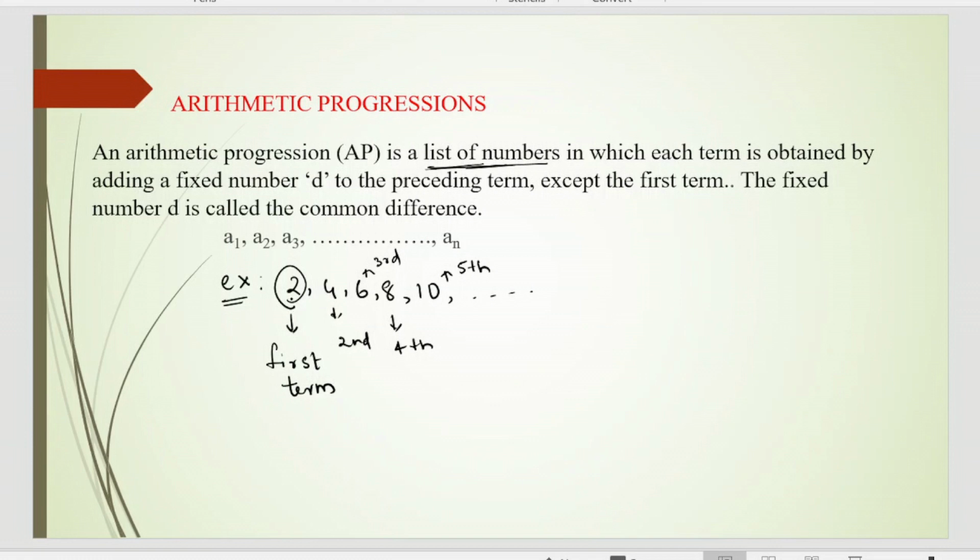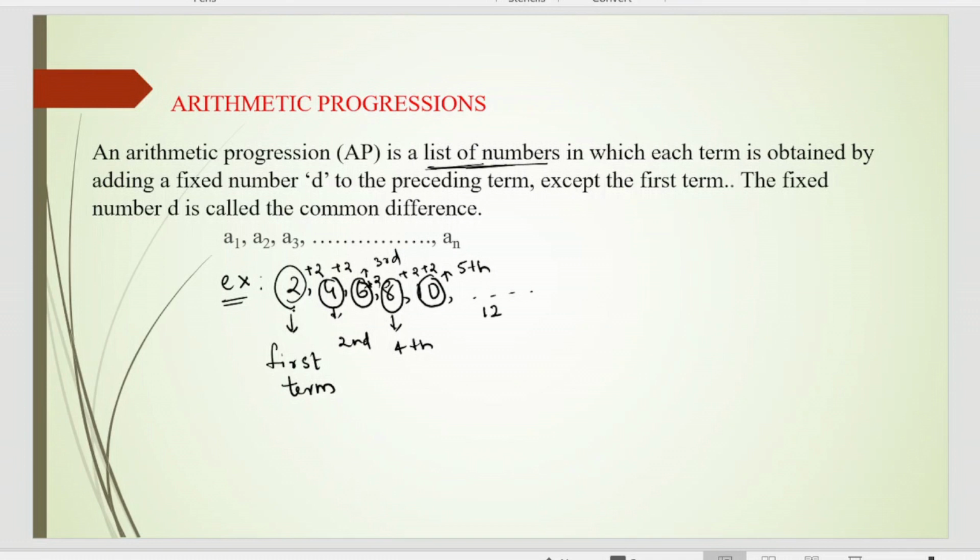So if you see the sequence of numbers, this is the first term, right? And if you see the second term, it is 4, correct? If you add plus 2 to the first term, you get the second term, which is 4. And if you add plus 2 to the second term, you get the third term, which is 6. 4 plus 2 is 6. And if you add plus 2 to the third term, you get the fourth term, which is 8. In the same way, if you add plus 2 to the fifth term, you will get the sixth term, which is 12.